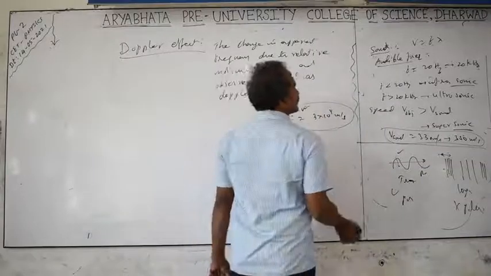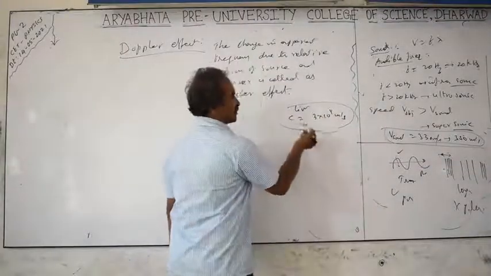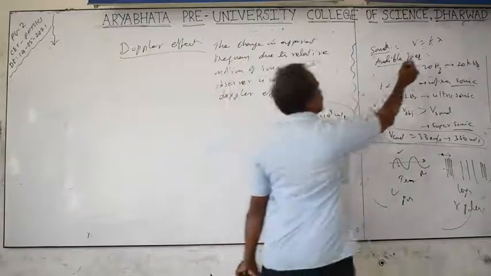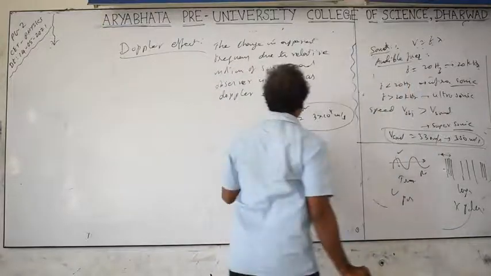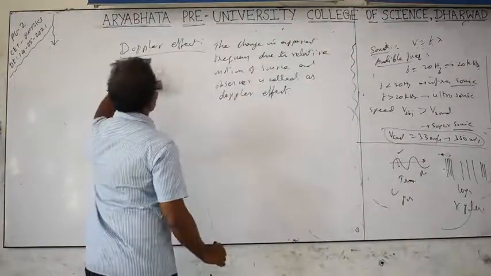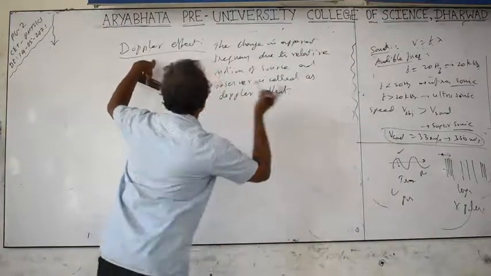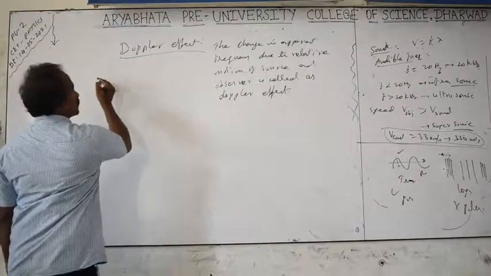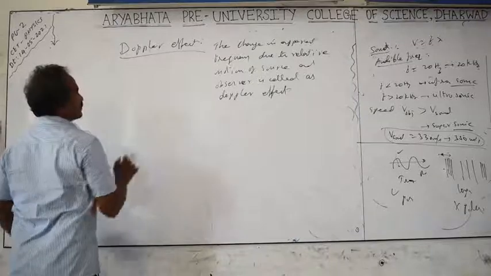Speed is very high, and frequency also varies for these cases. C equal to f lambda is applicable for light waves also. If the medium is denser, speed is decreased. The Doppler effect is applicable for sound waves and light waves also, but the speed of light is very high compared to that of sound. So what is the condition for the Doppler effect?